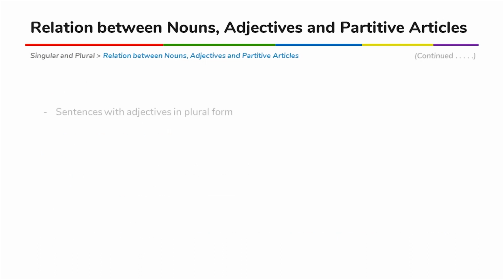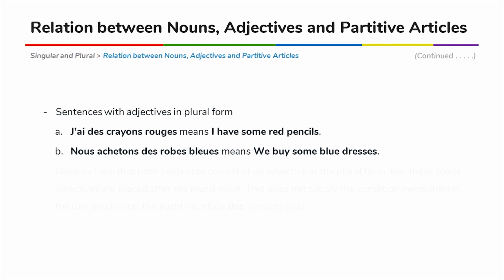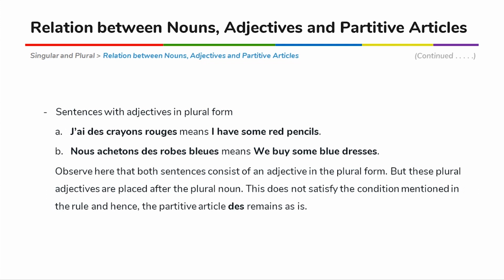Now let's take some sentences which consist of adjectives in the plural form. J'ai des crayons rouges means I have some red pencils. Nous achetons des robes bleues means we buy some blue dresses. If you observe here, both the sentences consist of an adjective in the plural form, but these plural adjectives are placed after the plural noun. This does not satisfy the condition mentioned in the rule, and hence the partitive article des remains as is.